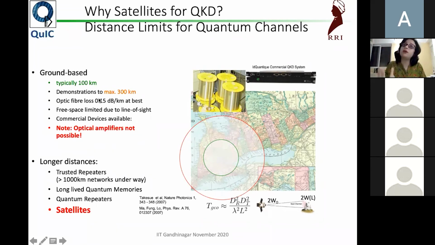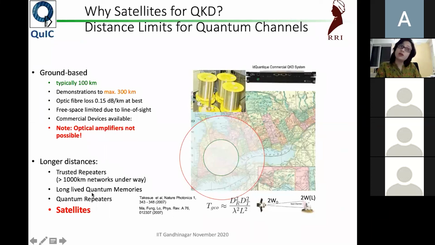You can use optical fibers, but there you have a problem because in fibers there is an attenuation. It's 0.15 dB per kilometer. If you want to do some repeater-based thing, then also it won't work because that will violate the no cloning theorem. So you have to come up with something unconventional in order to increase the distance in quantum key distribution. There are two viable approaches that are being globally investigated.